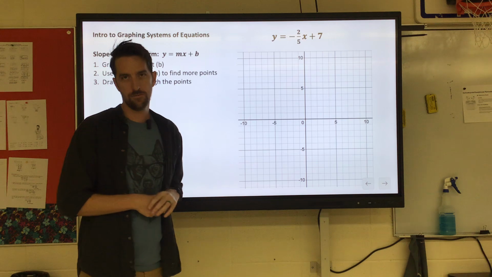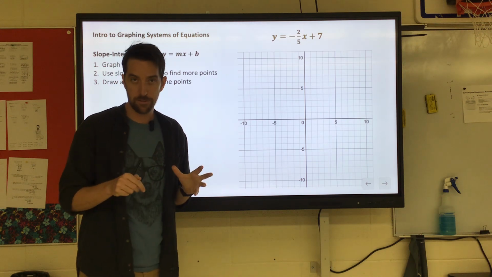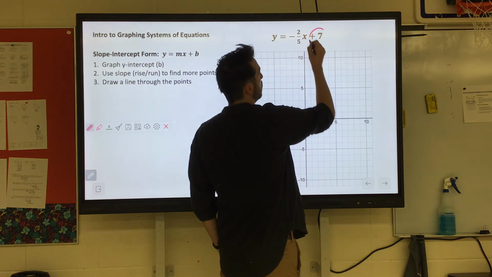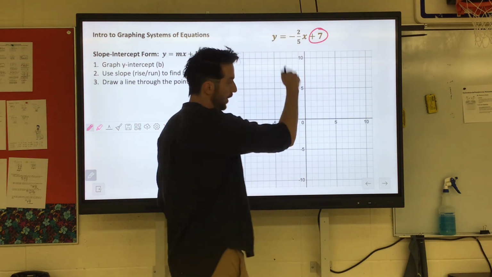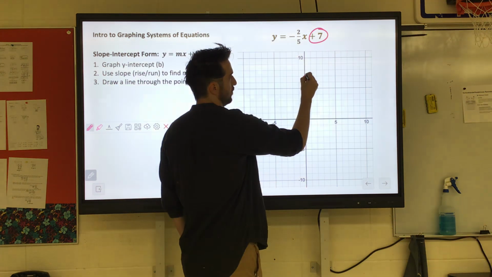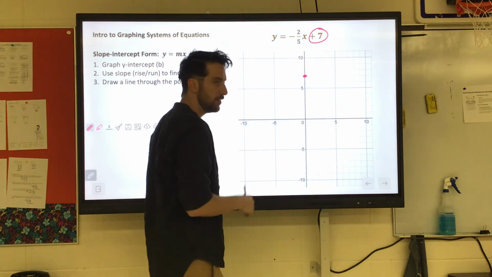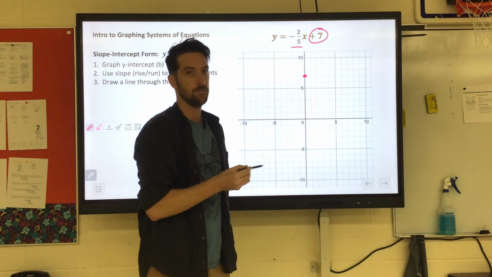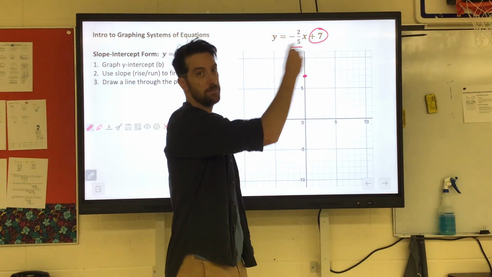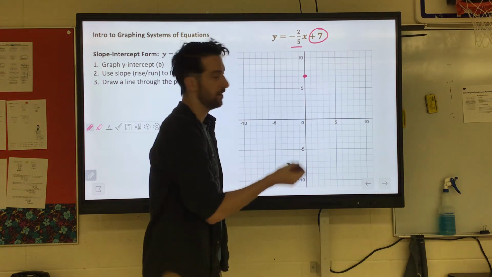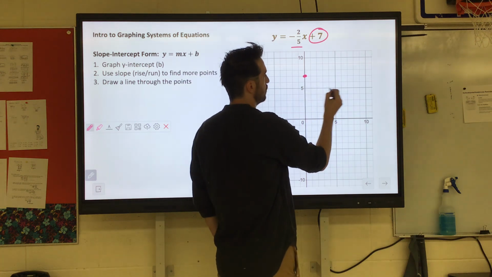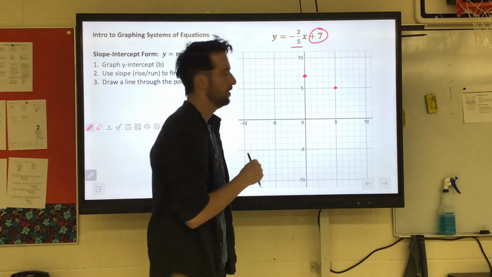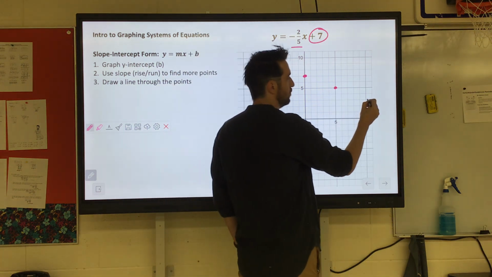y equals negative 2/5 x plus 7 is in slope-intercept form. And when you're graphing in that form, you start with the y-intercept, which is 7. The y-axis is up and down, so you'd be up 7. Then you use the slope, the negative 2/5, to find your next point. If the slope is positive, you go up and right. If it's negative, you go down and right. So we're going to go down 2, right 5. And if you're using a ruler, done. Otherwise, you can keep going down 2, right 5.